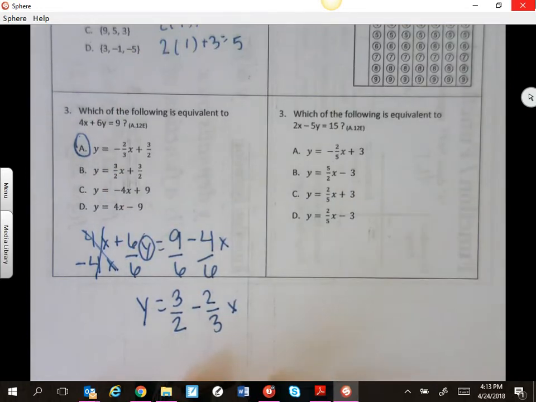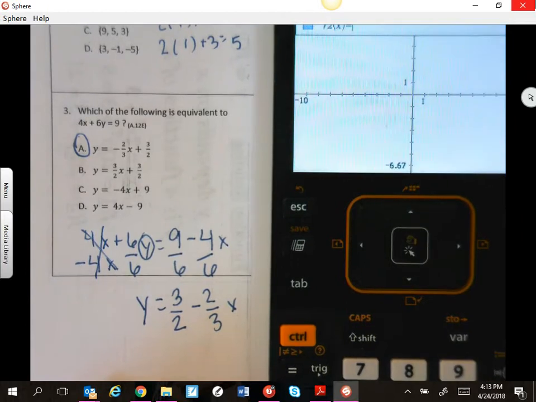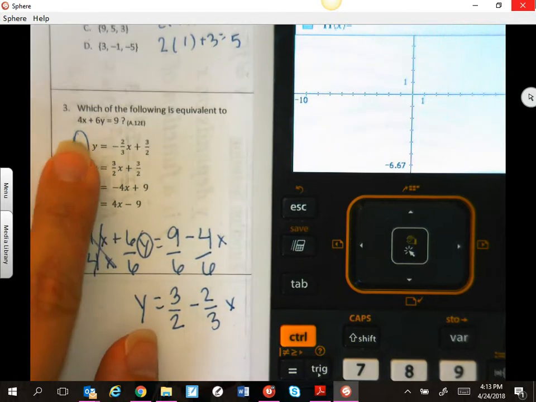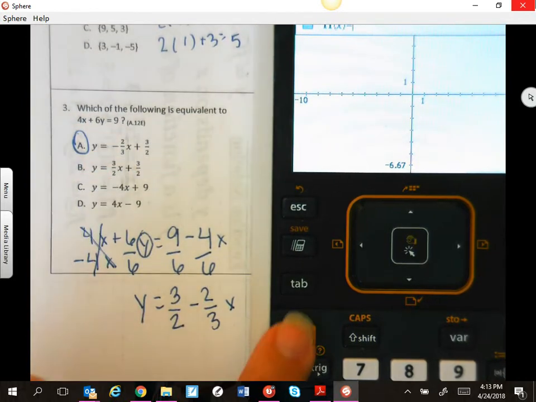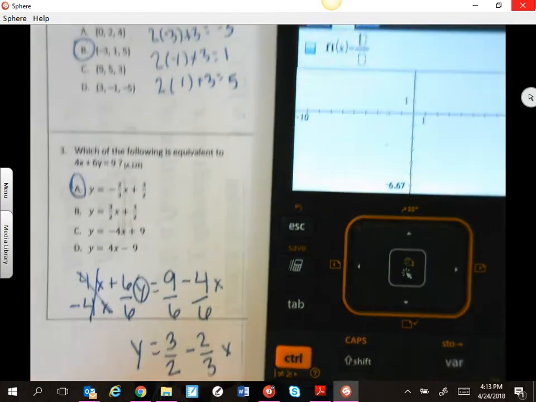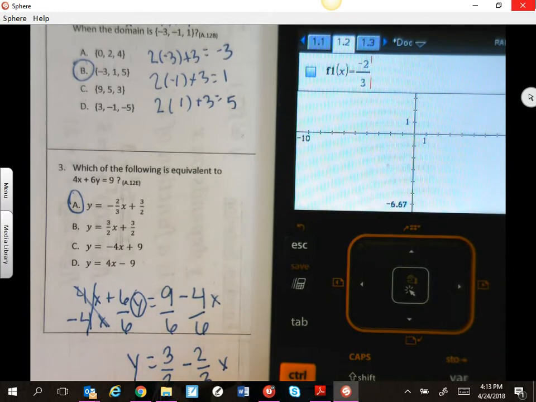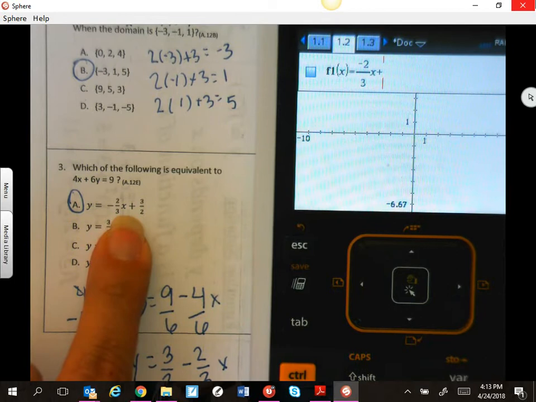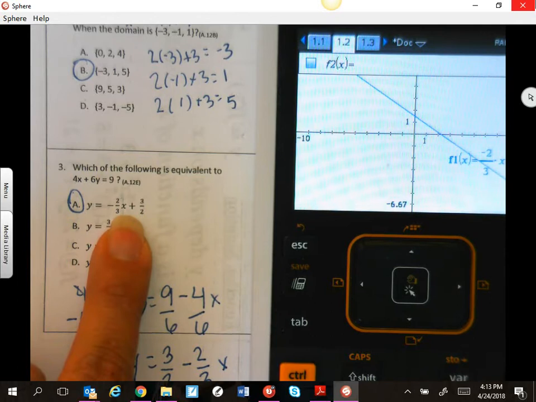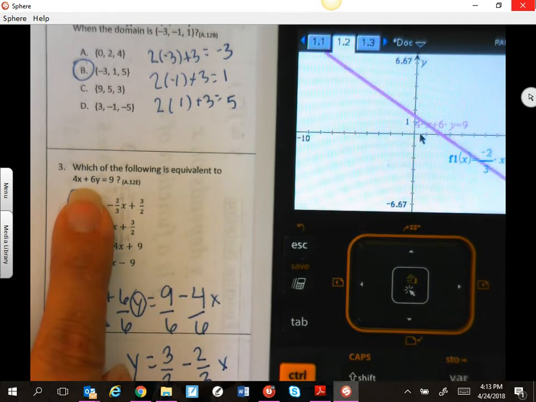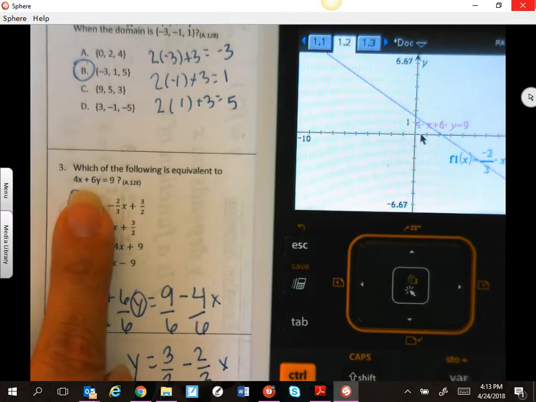Now you can check your work by going to your graph. And you can go ahead and put in your answer choice. So I'm going to say control divide. And I'm going to say negative 2 over 3x plus 3 over 2. There's my line. Now if I hit tab and I go back and I put in a relation, I can put in the standard form for 4x plus 6y equals 9. And it overlaps. So that tells me that because it overlaps, I did it correctly.